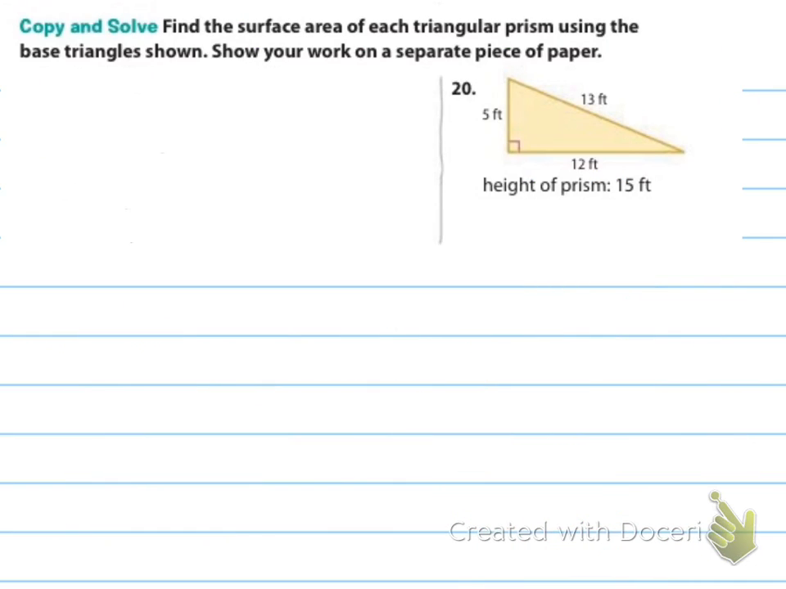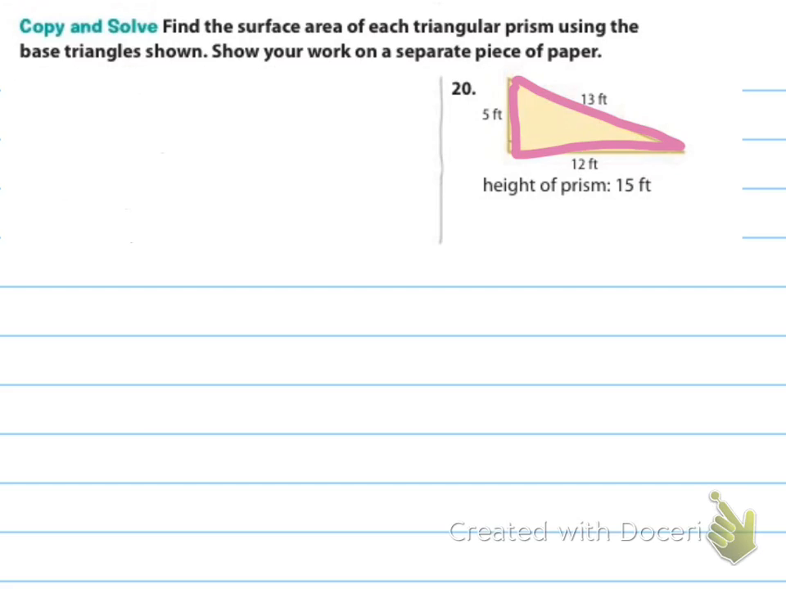All right, now I'd like for us to look at number 20. It says to find the surface area of each triangular prism using the base triangles shown, and then show your work on a separate piece of paper. Well, of course, you need to show your work on a separate piece of paper because it takes so much paper to do these. All right, so number 20, they've given us the base, and they've given us 5 foot by 12 foot by 13 foot.